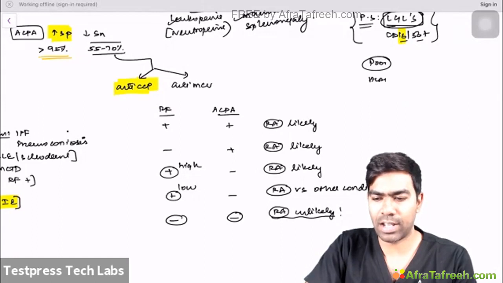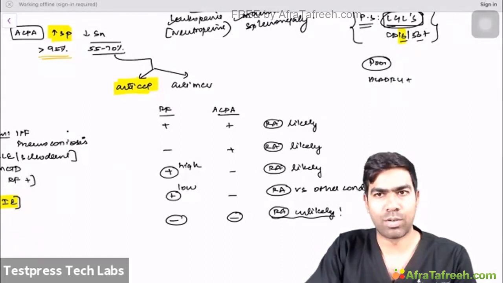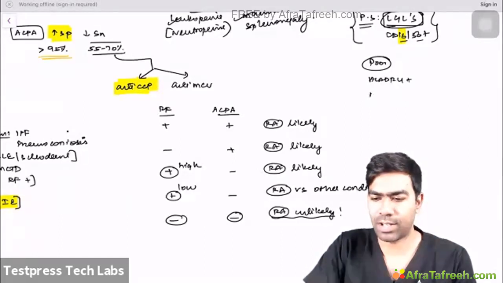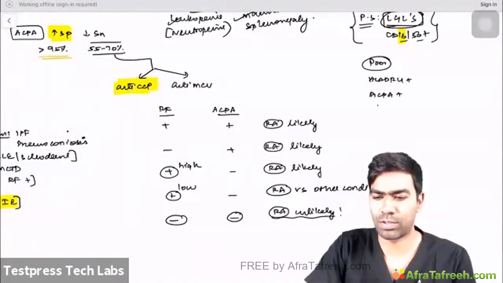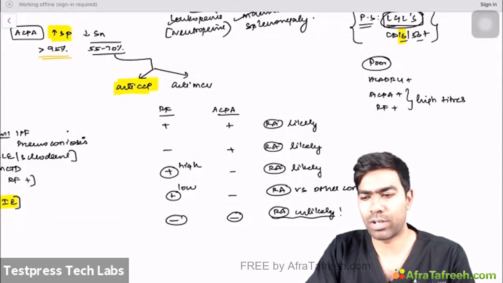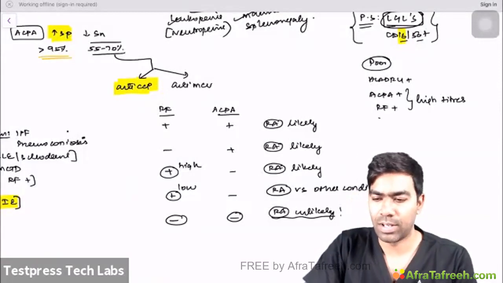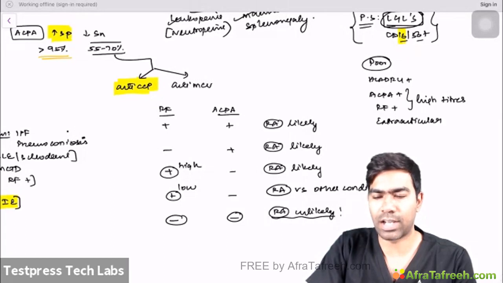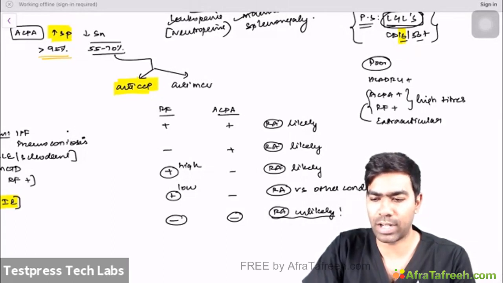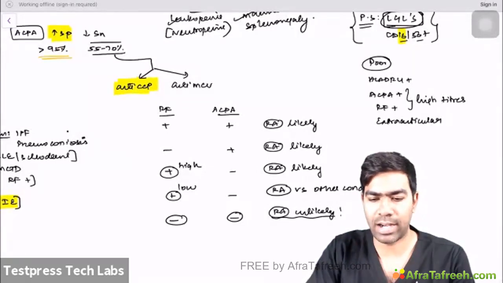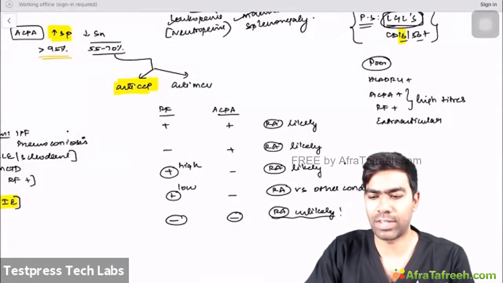So for example, if somebody asks you what are the markers of poor prognosis, I will tell HLA DR4 positivity, poor prognosis. If the patient is having ACPA positivity, poor prognosis. Rheumatoid factor positivity, poor prognosis, especially in high titers, extremely poor prognosis, because they mean the patient is going to have a lot of extra-articular manifestations as well. The presence of extra-articular features is again a poor prognostic factor, because both are interlinked. Whenever you have extra-articular features, you're going to have higher titers of antibodies.